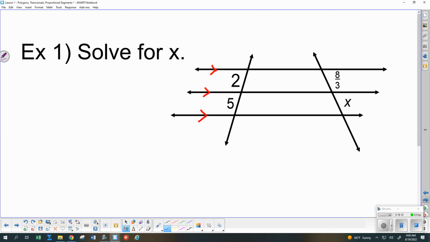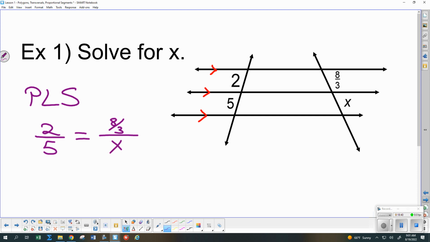So, are we talking about angles or line segments here? We're talking about the line segments. There's no degree symbols on any of that. So this one is going to be proportional line segments. So I can take on this side, top over bottom, 2 over 5 equals, and then on the other side, 8/3 over x.